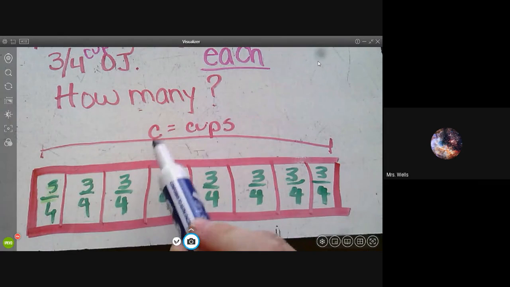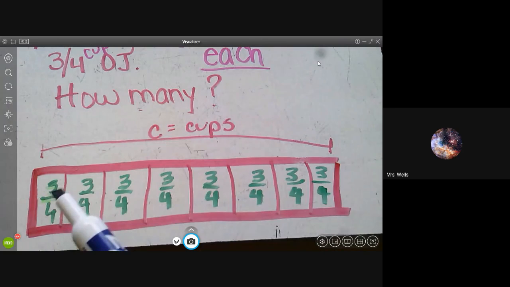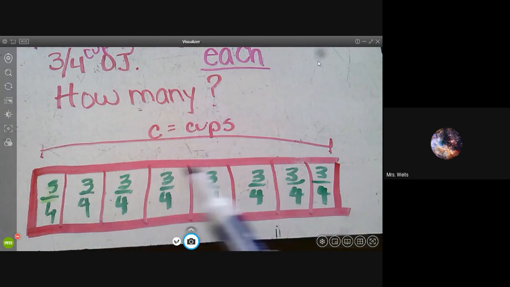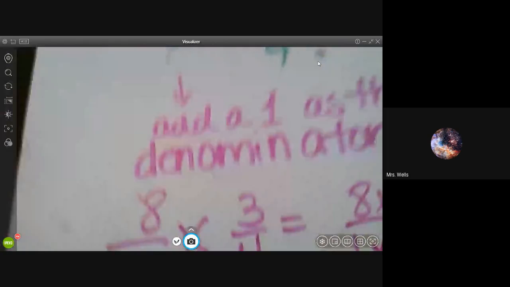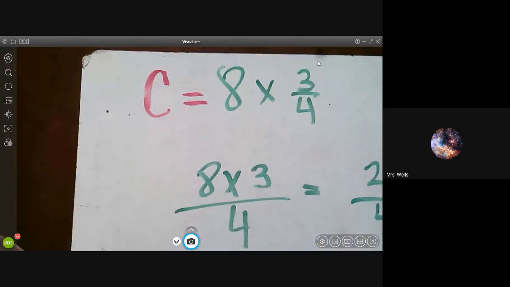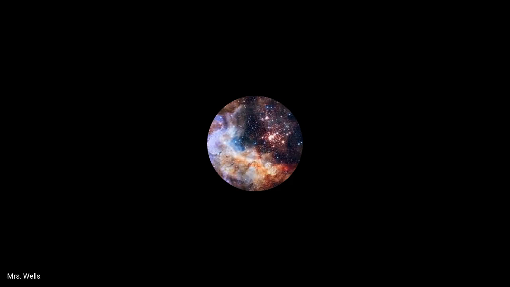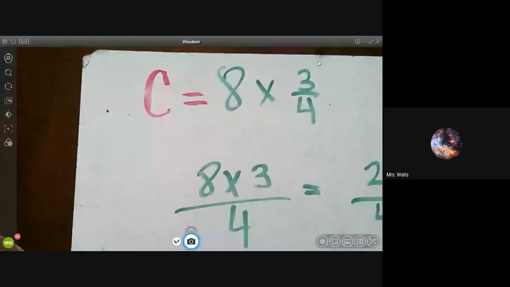Okay? So I could do repeated addition. I could add these all together. But instead, I showed it as a multiplication equation. So I put C equals 8 times 3/4. 8 for 8 gallons, 3/4 for each gallon. It requires 3/4 cup of orange juice.